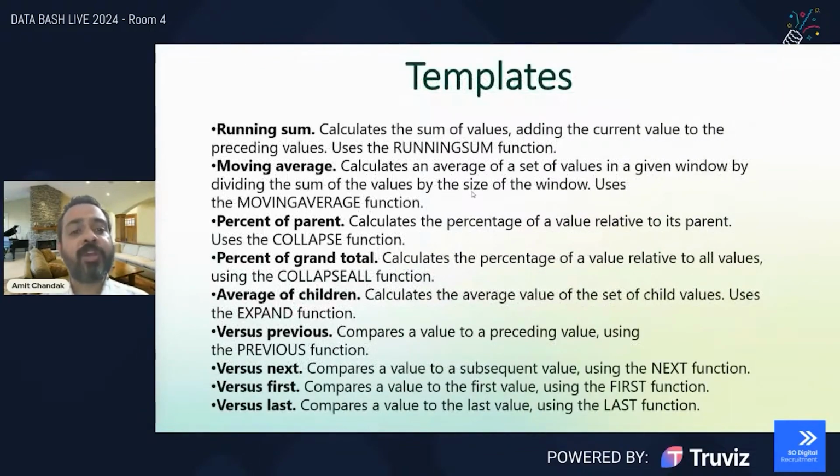So when the visual calculations were released, certain templates were released. Some of these visual templates are for running sum, like I want to do a running sum. Moving average means the average of, let's say, row 1 plus row 2 plus row 3, and we can have a window of moving average, like I want a moving average of 2 or 3.